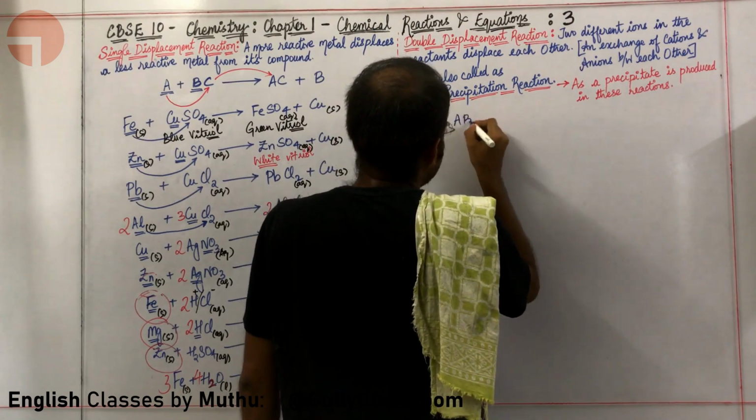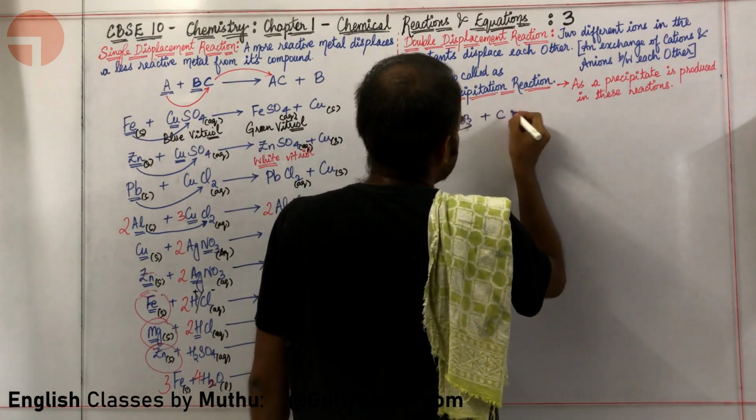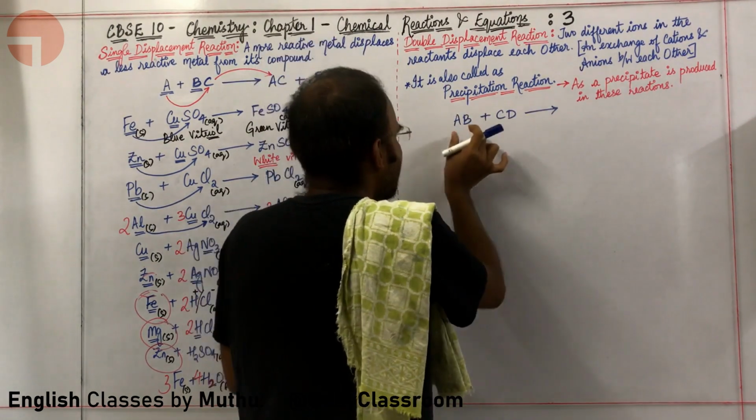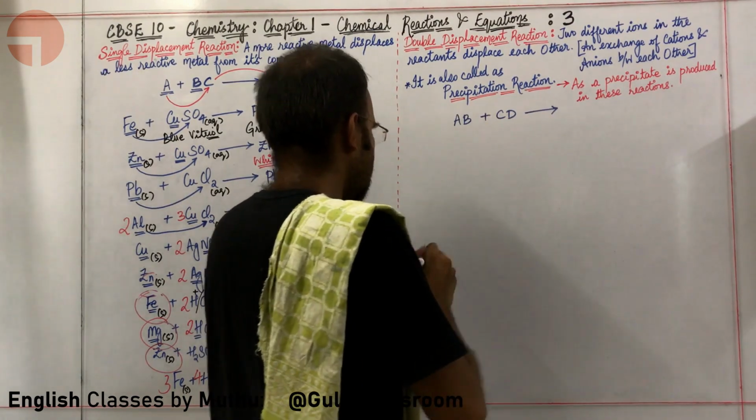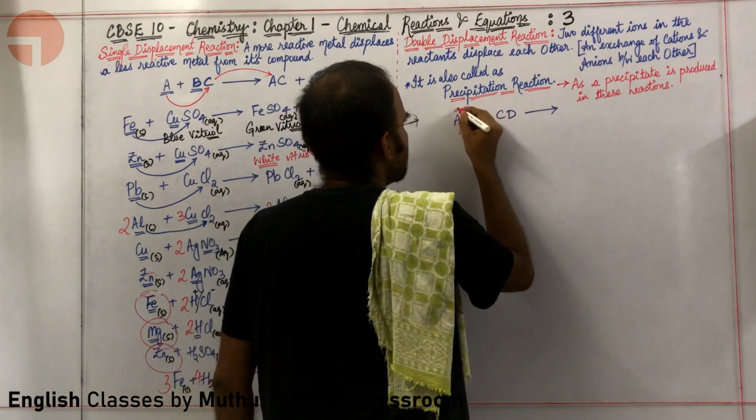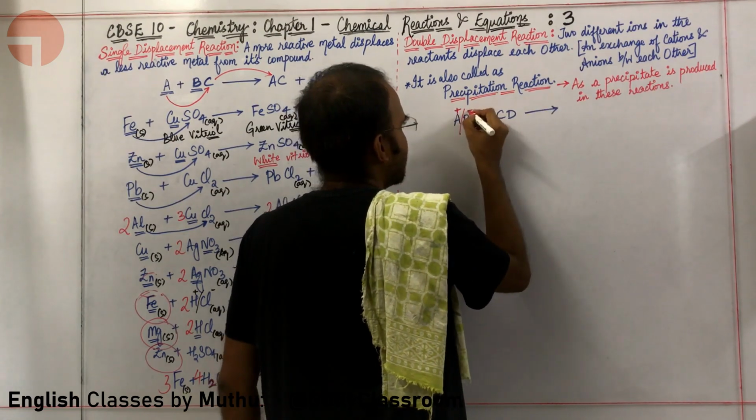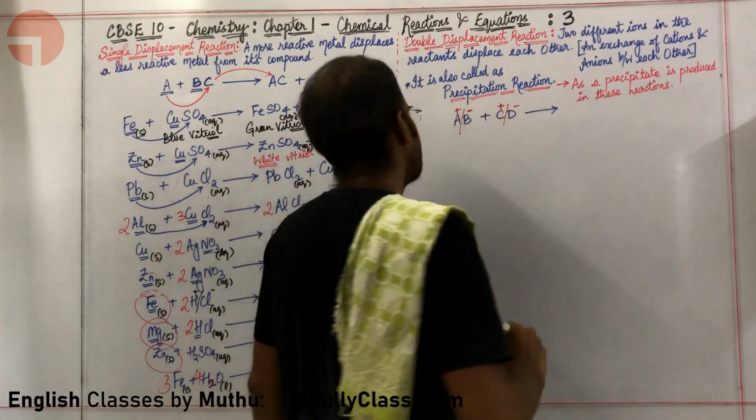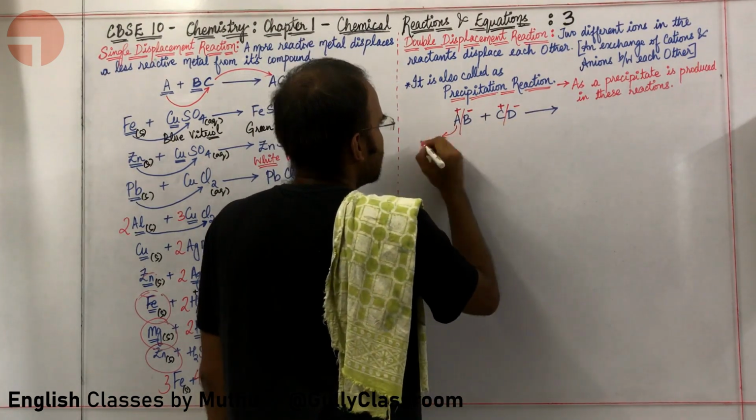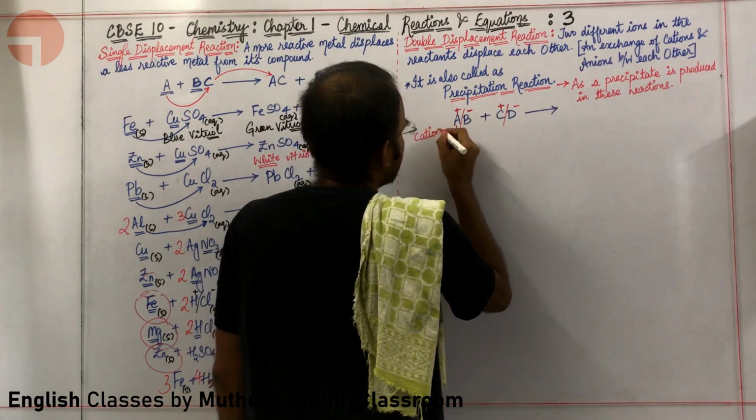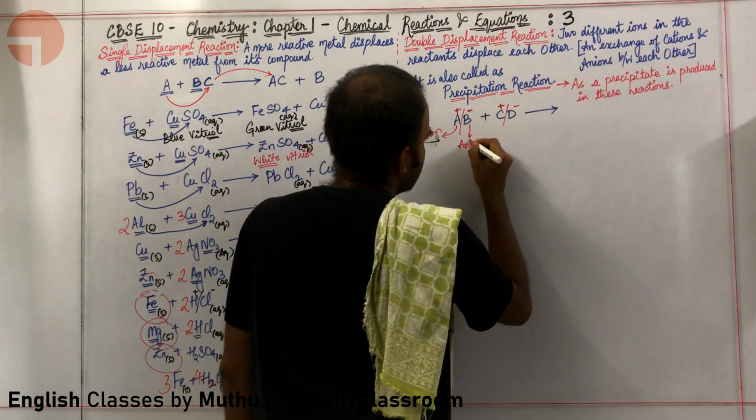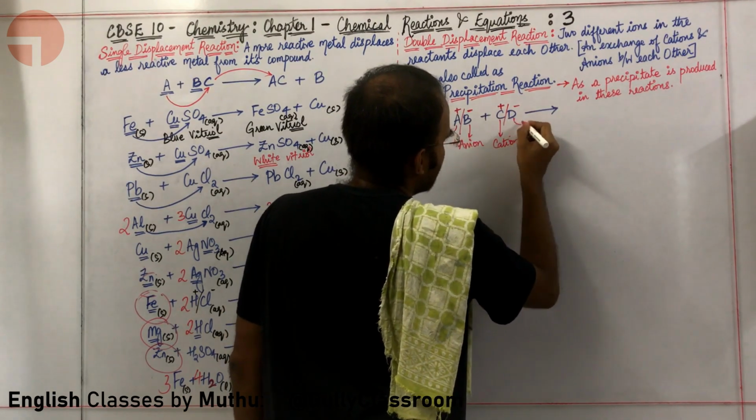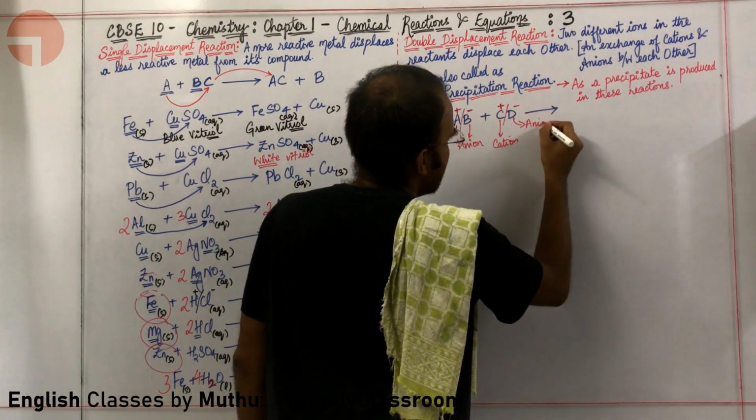Here, let us say there is a compound AB and here let us say there is a compound CD. In ionic compounds, usually the positive ion will be put in the front, the negative ion will be put in the back. Here also the positive ion will be put in the front, the negative ion in the back. The positive ion is called a cation. The negative ion is called an anion.